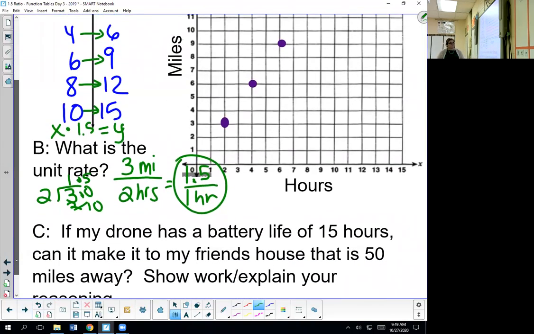Okay. Now, let's say I have a drone, and my battery life on my drone is 15 hours. Can it make it to my friend's house that is 50 miles away? Explain your work. So, my drone can go up to 15 hours. Other than that, it's going to die. It's going to fall to the ground. I need to make sure I can get to my friend's house that's 50 miles away. Am I going to have enough time to get there?